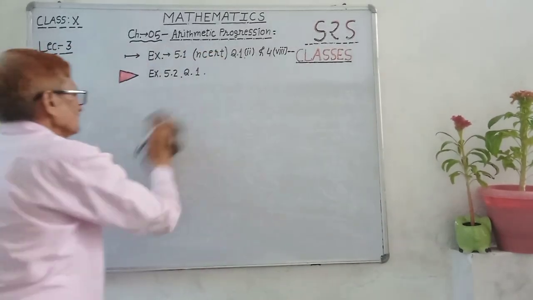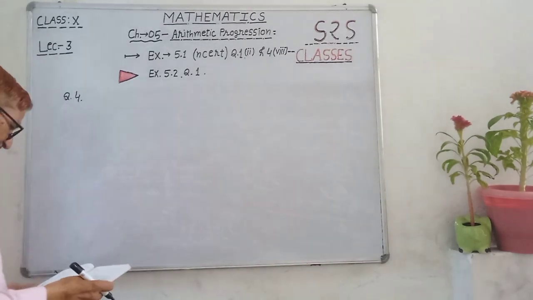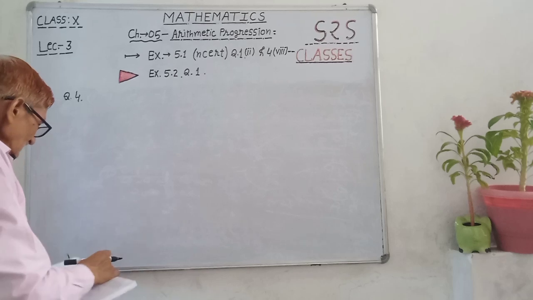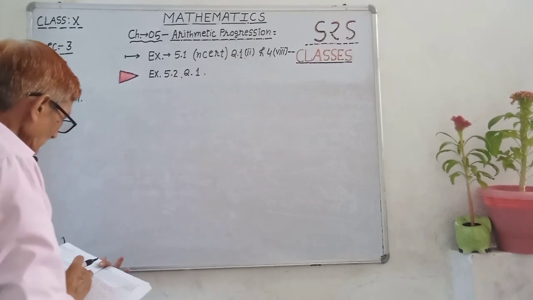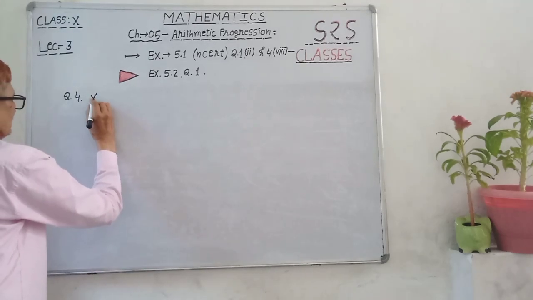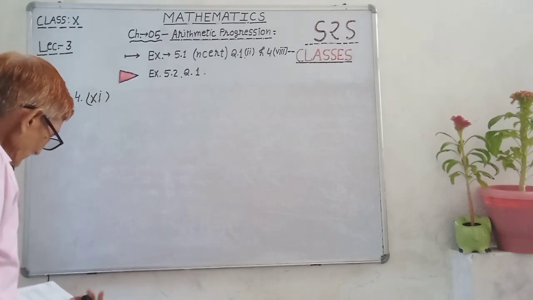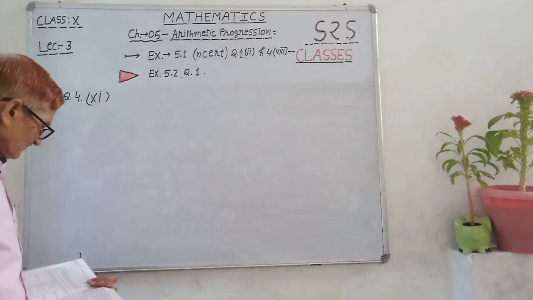Now next part. Okay, some part more asking in this. 9 done, 10 done, 11 asking, 11 and 12 asking. Part 11. What is 11? Question 4, 11th part.